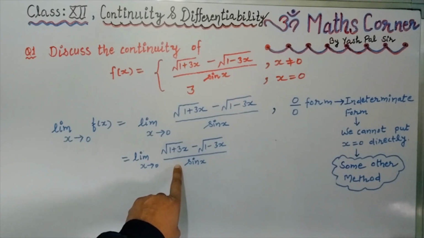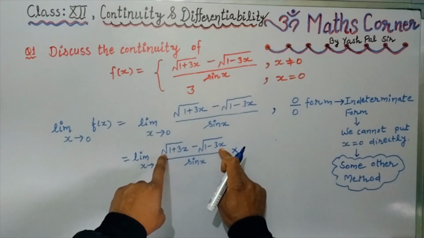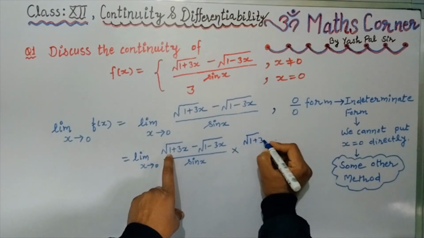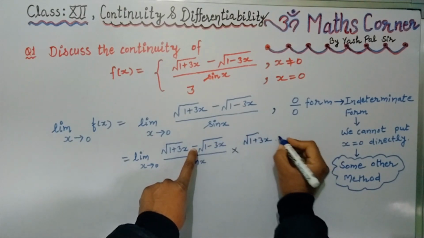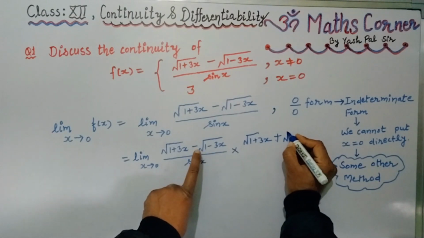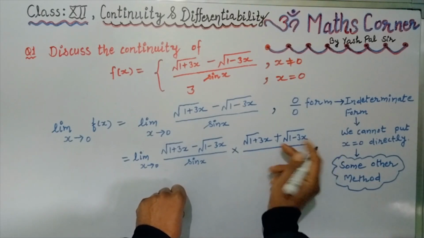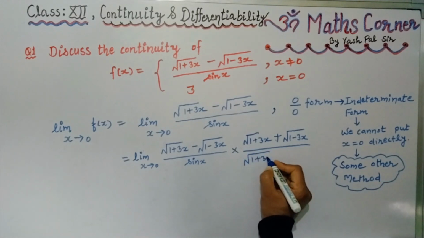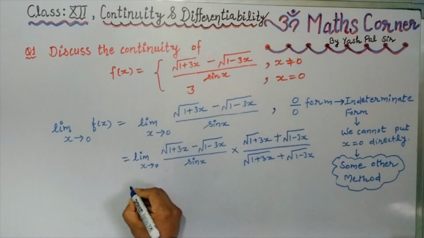Now rationalization process means we multiply the numerator by the conjugate: square root of 1 plus 3x, just we shall change the sign. If this is minus, then put here plus. If this is plus, then put here minus. Now we are taking plus sign, square root of 1 minus 3x. In the denominator also we write the same number, that is square root of 1 plus 3x plus square root of 1 minus 3x.